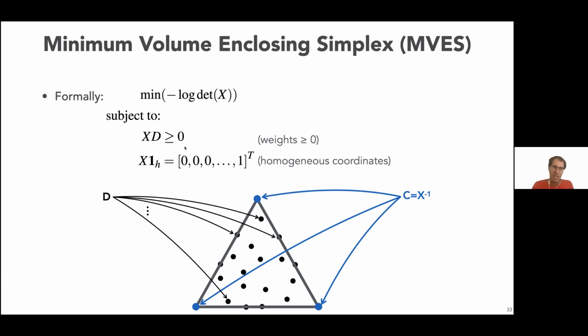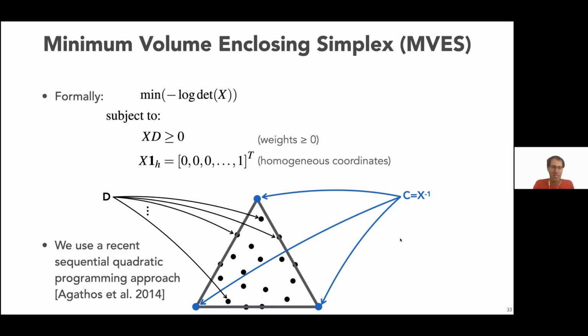Now we do have linear constraints, and we still have a linear constraint for our homogeneous coordinates, which is just that the matrix times ones should give us back ones, because the inverse matrix times this matrix should give us back ones. With this in mind, we use a relatively recent sequential quadratic programming approach, which just estimates a diagonal majorizer of this. That's what we use to compute our solution.